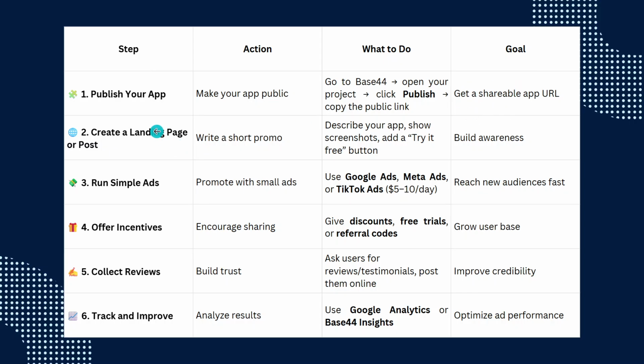Next, it's time to create a compelling landing page or social media post. Write a short and eye-catching description of what your app does, emphasizing its unique features and benefits. Accompany this with enticing visuals, add screenshots, highlight the advantages, and include a direct call to action, such as try it free, share your landing page, or post on various platforms to reach different audiences.